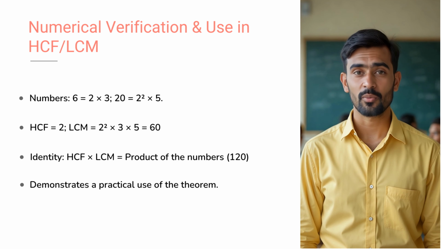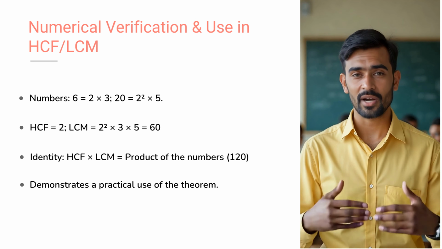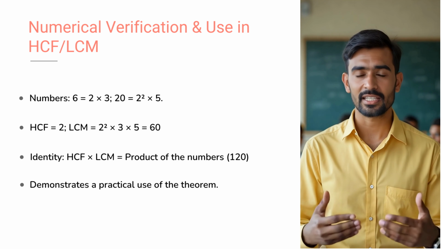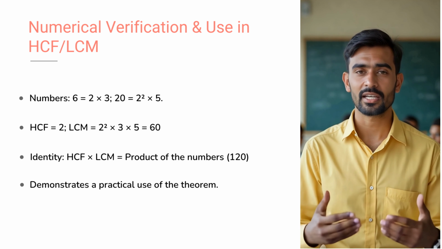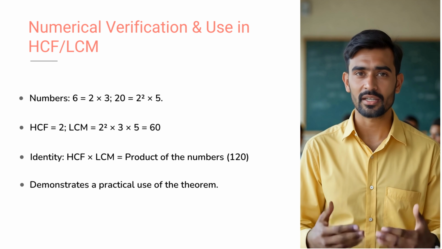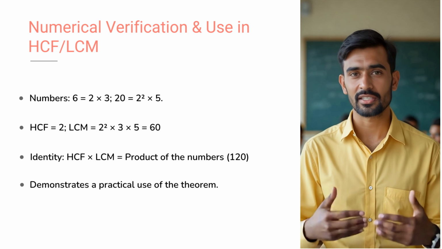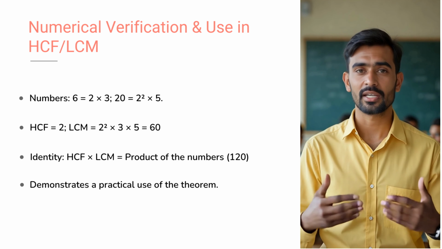Now let's see how prime factorization helps us practically by finding the HCF and LCM of two numbers. Let's pick 6 and 20. First, break them into primes. 6 is 2 times 3. 20 is 2 squared times 5.